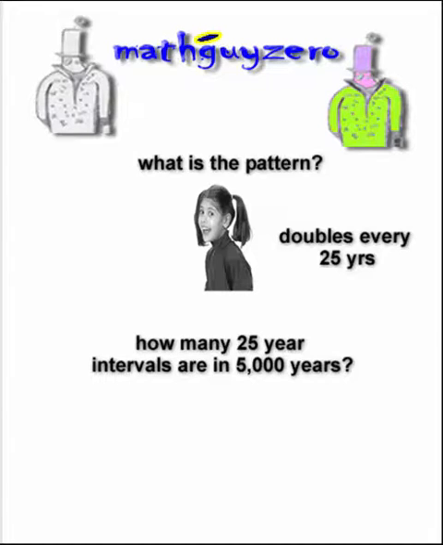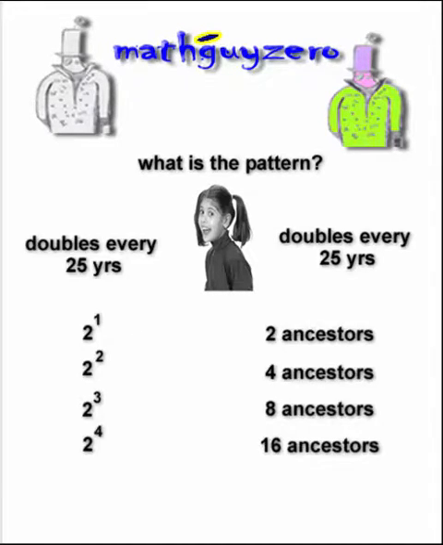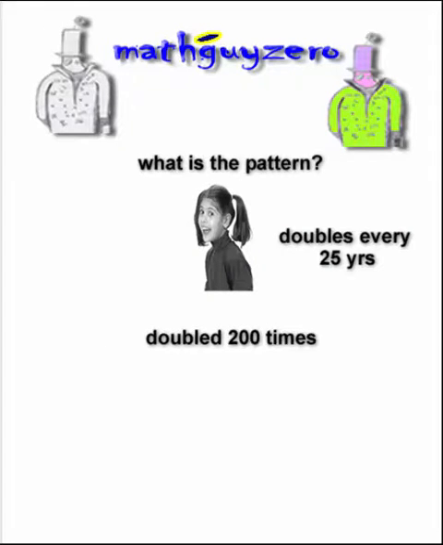So we need to figure out how many 25-year intervals there are in 5,000 years. We can do that by dividing. So we get 200. So every 25-year period is going to be marked with a 1. And now we know that it reproduced 200 times. That's a lot. So that's what it looks like as an exponent.